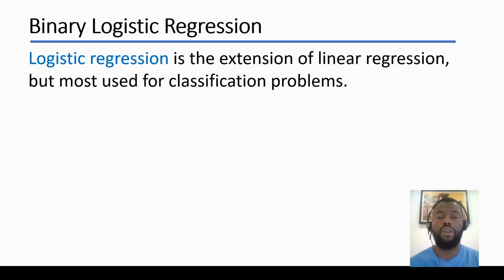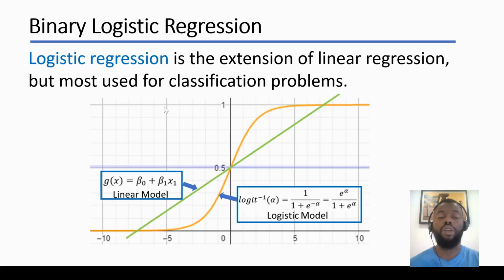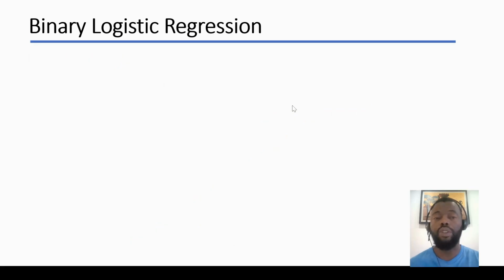Logistic regression is an extension of linear regression, but mostly used for classification problems. Here we have the linear regression, and here we have the logistic regression. Here it's continuous variables, and here it's the outcome that we expect. It's a binary output.